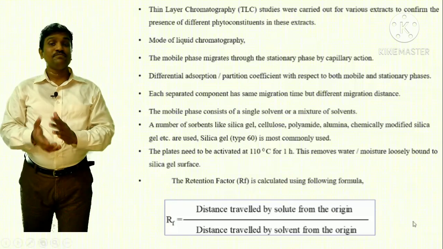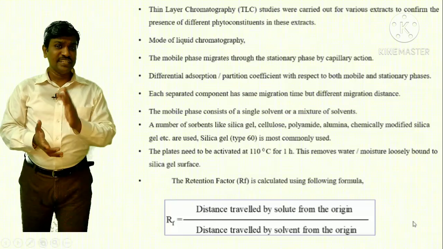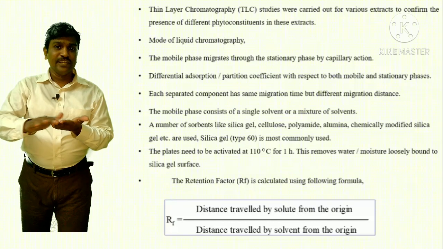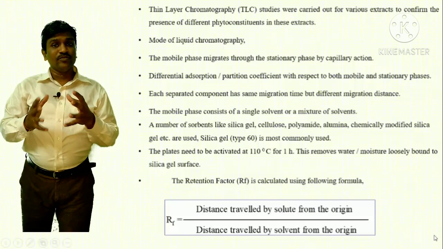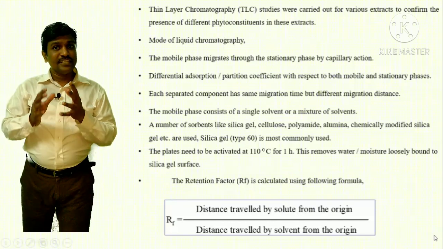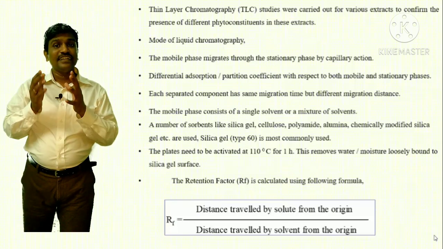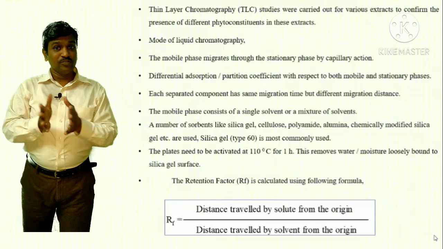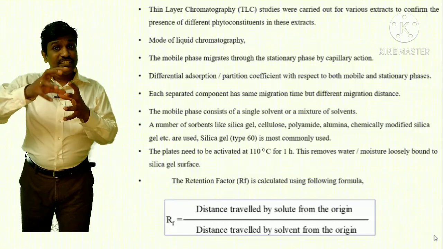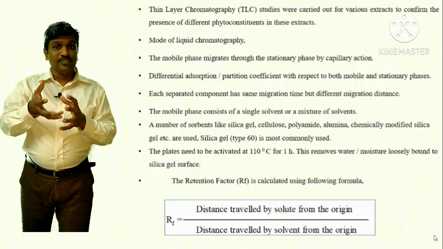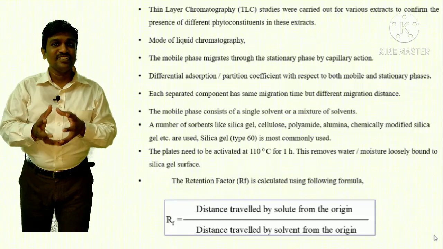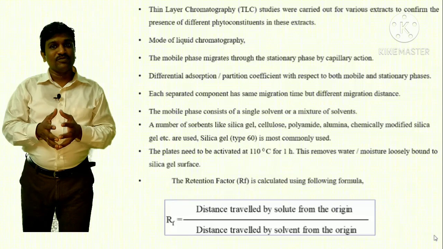Nowadays pre-coated plates are also available, which are silica gel coated on an aluminium plate, and it is utilized at 110 degrees Celsius for 1 hour. That is, it is preheated so as to remove the water and moisture which is present on the surface of the silica gel.